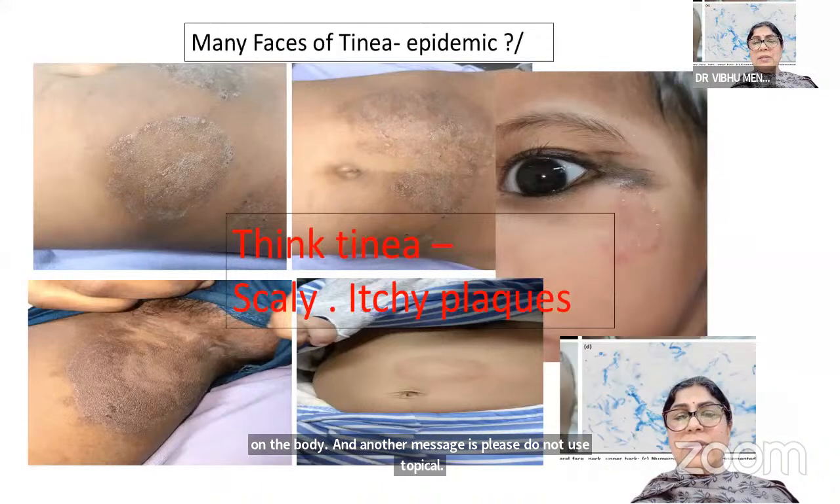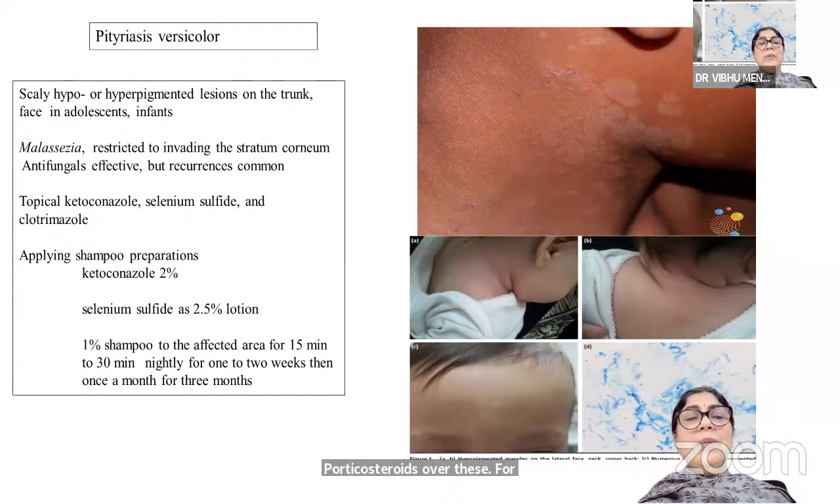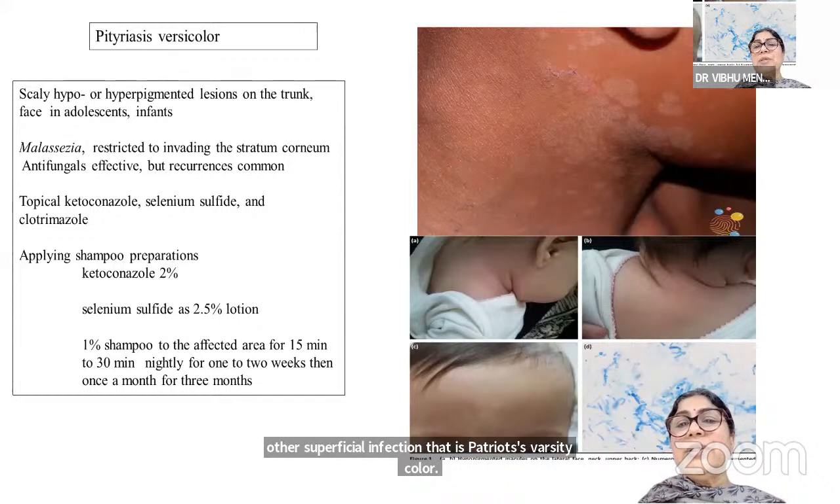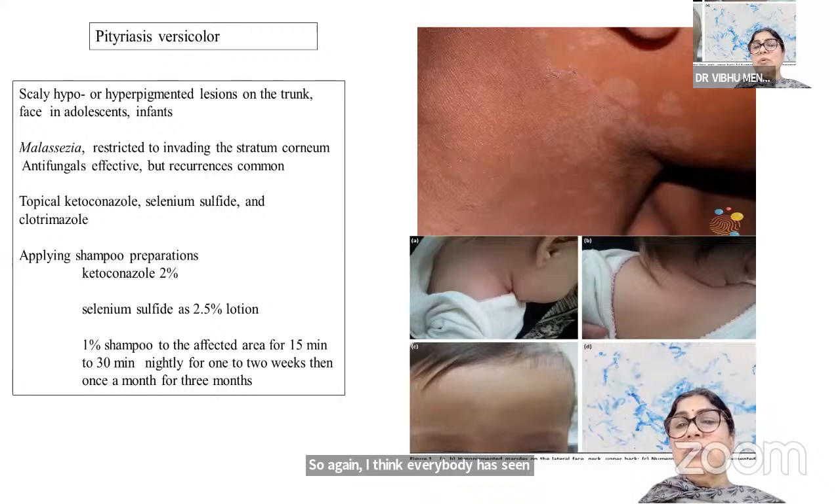corticosteroids over these lesions. Now we come to the other superficial infection, that is pityriasis versicolor. Again, I think everybody has seen these lesions during the summer season over the trunk, neck, and the back of the children. Generally, the common age group which gets affected by this infection is adolescents, because they are more physically active, they participate in sports.